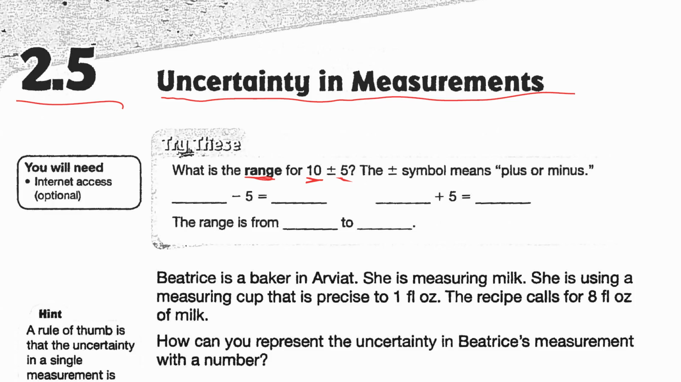So let's try this. What is the range for 10 plus or minus 5? The symbol plus or minus means plus or minus. So we just do 10 minus 5 is 5, and 10 plus 5 is 15. So the range is from 5 to 15. That's all that means. And we're going to be doing that this unit, measuring the range of the uncertainty of something.